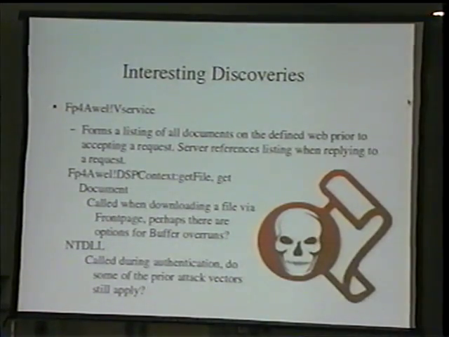However, is there still an opportunity to break out of this list? Are there opportunities for the buffer to be overrun? Sure there are. DSP context get file is another one, of the get file and get document. They're called when downloading from Frontpage. Set your breakpoints to these and you can step through and figure out exactly where that array is getting called and whether or not there are opportunities for buffer overruns.